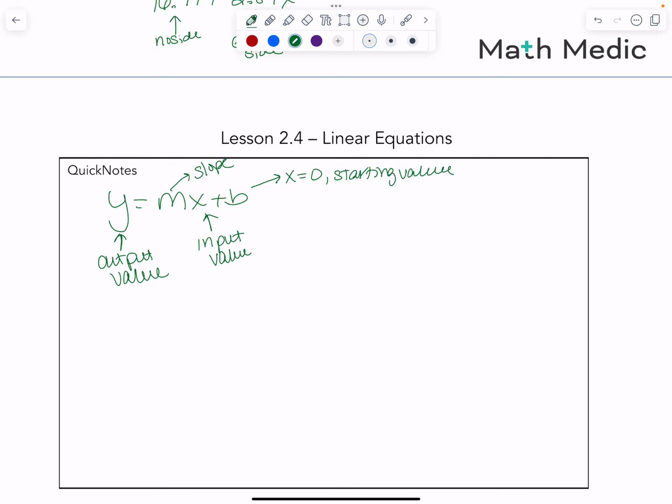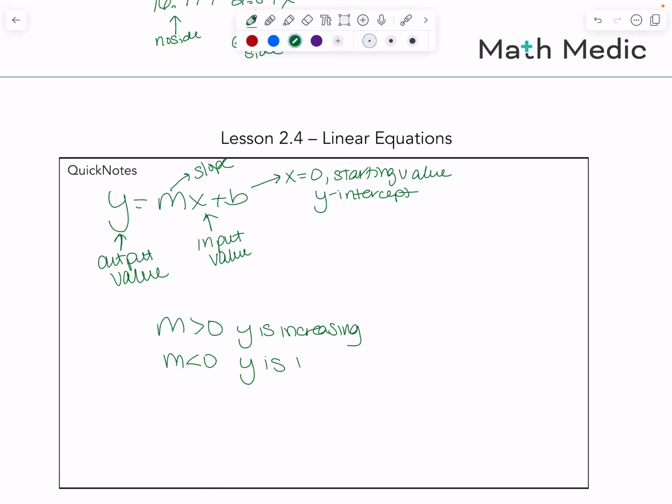In an applied sense. In a graphical algebra sense, we call it the y-intercept. Okay. And if m is greater than 0, so the slope is greater than 0, we say that y is increasing. And if m is less than 0, we say y is decreasing. And that is it for this lesson.